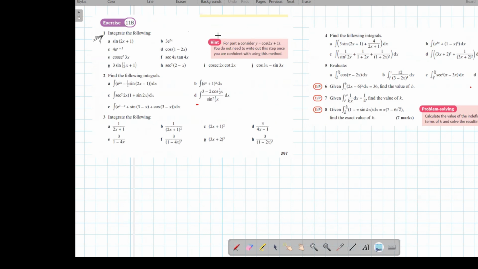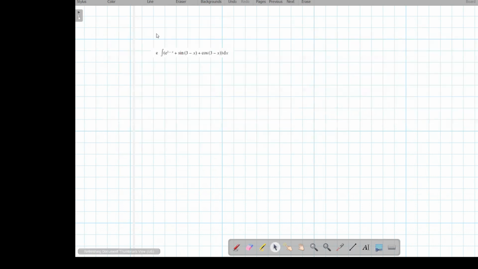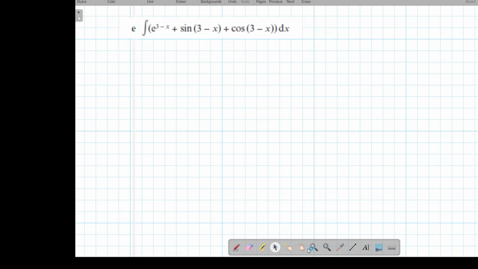Quickly, let's do two E. All right, so there are three functions, three terms: first term, second term, and third term. We will integrate each of the terms separately. Plus antiderivative of sine 3 minus x plus antiderivative of cosine 3 minus x.